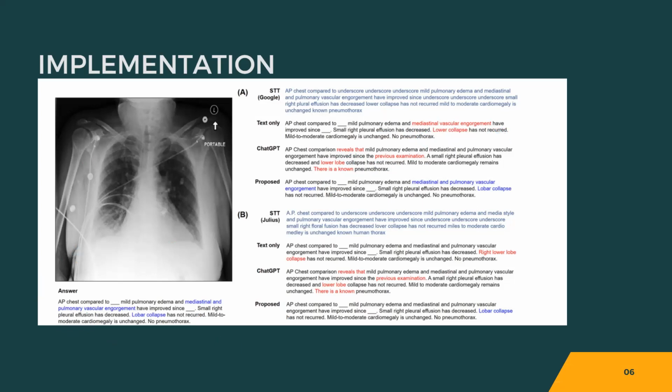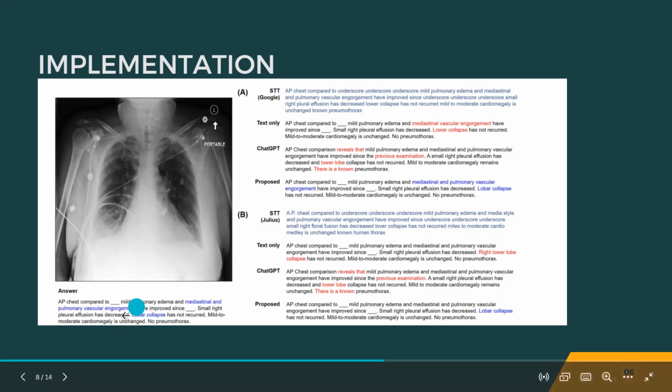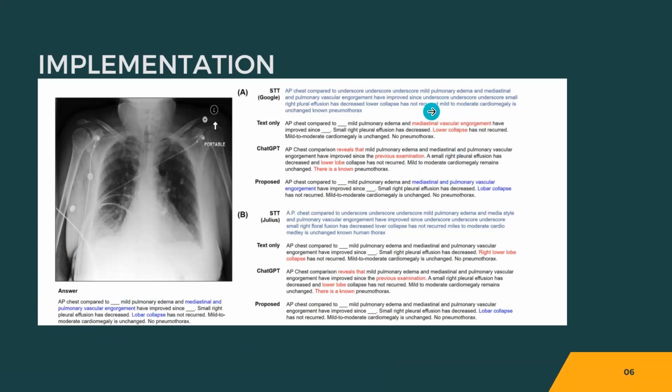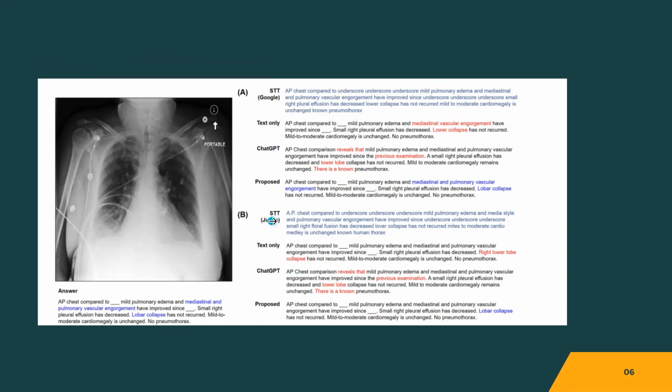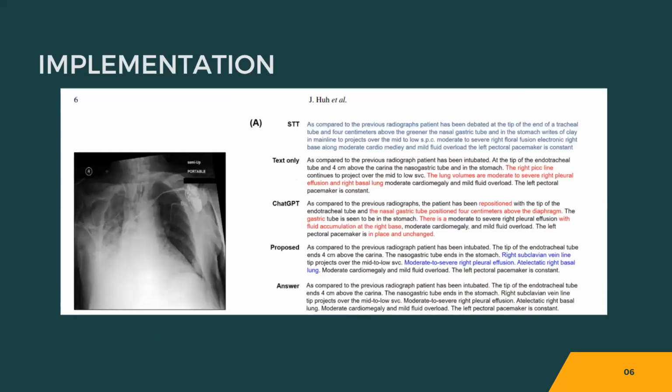mediastinal vascular engorgement. Let's focus more on this lower collapse, where lower collapse is made into lobar collapse, and lower collapse is made into lower lobe in ChatGPT. So what ChatGPT has done is it has tried to make its own sentences and frame its own sentences with the words. As you can see, the words also are not accurate. And their proposed model has tried to get the exact words. So lower collapse, lower collapse. They have done it with STT Julius, then they have done it with various other models as well.